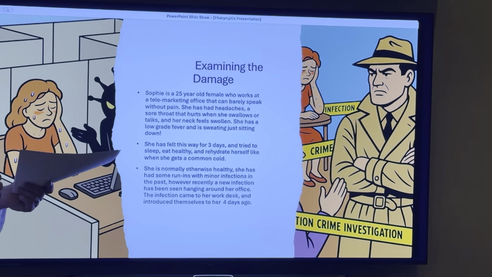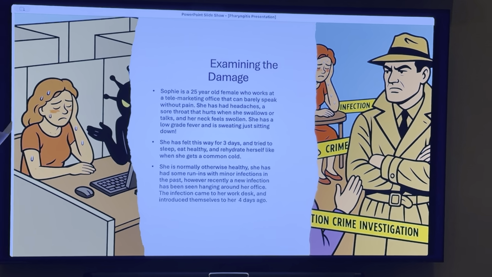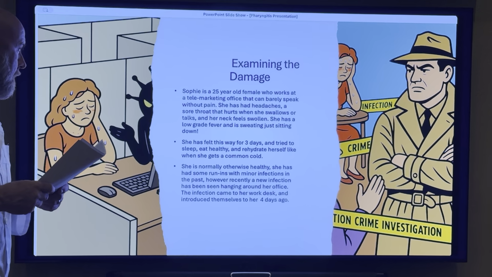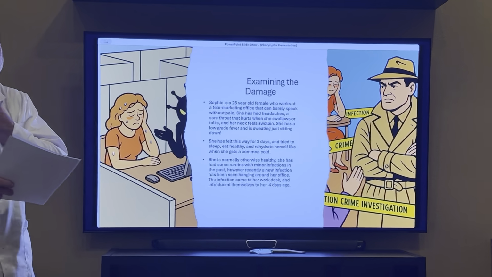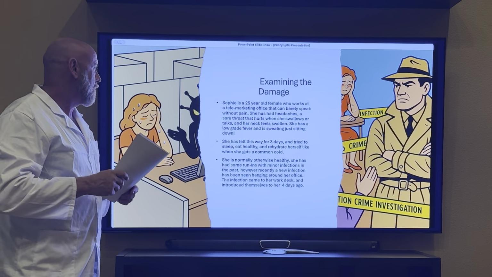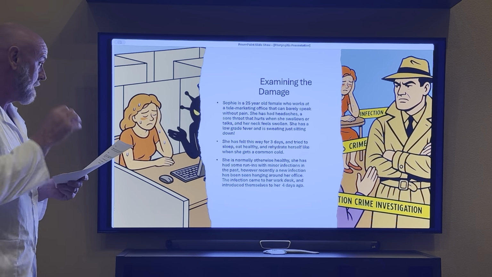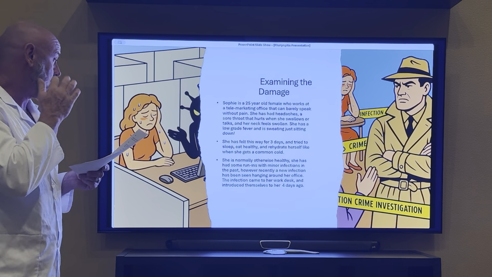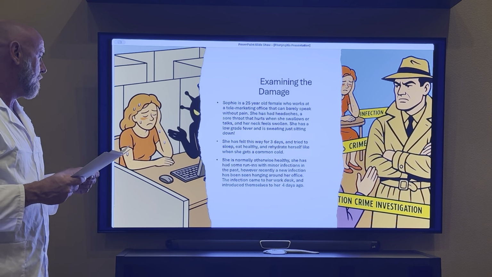Examining the damage. Sophie is a 25-year-old female who works at a telemarketing office and can barely speak without pain. She has headaches and a sore throat that hurts when she swallows or talks, and her neck feels swollen around the glandular area. She has a low-grade fever and is sweating just sitting down. She has felt this way for about 3 days. She's tried to sleep, eat healthy, and rehydrate herself as she does when she gets a common cold. She's normally otherwise healthy and has had some runs with minor infections in the past.